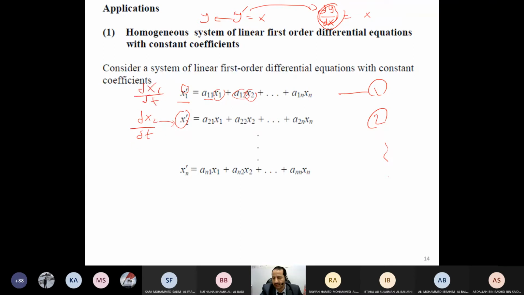dx1 over dt. I want to solve them, but I will not solve them similar to the methods to be discussed later. No. Now I will solve them using matrices. Since we are discussing matrices, I will solve them using matrices. I will use eigenvalue, eigenvector.